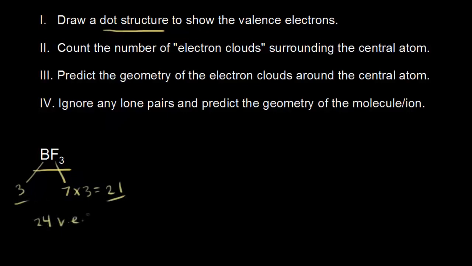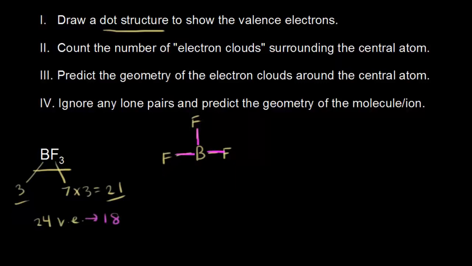Boron is less electronegative than fluorine, so boron's going to go in the center like that, and the boron is bonded to 3 fluorine atoms. So I'm going to go ahead and put in those 3 fluorine atoms like that. So we just represented 6 valence electrons. So here's 2, 4, and then 6. So 24 minus 6 gives me 18 valence electrons left that we need to worry about.